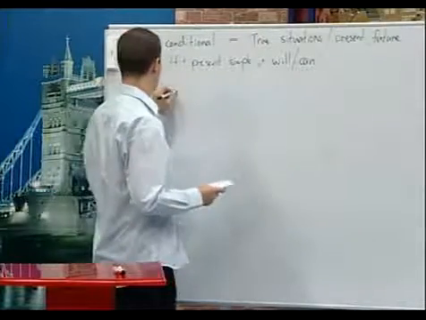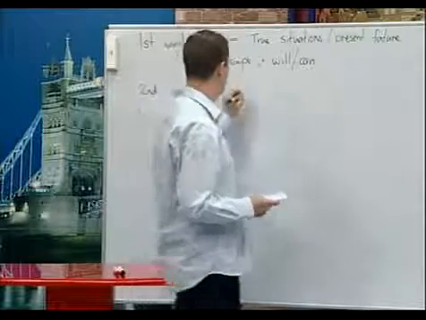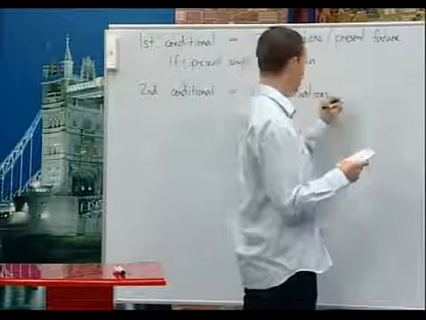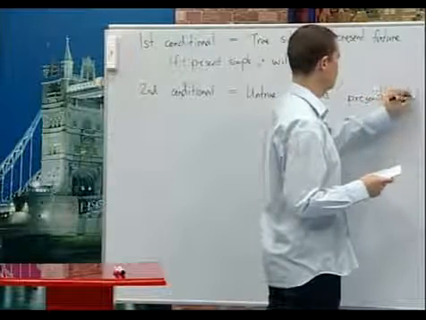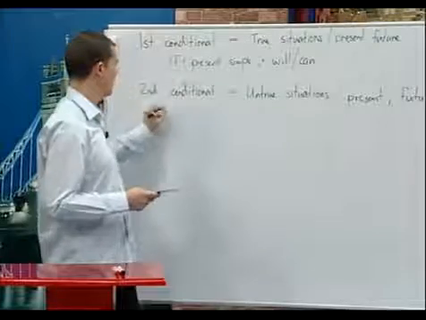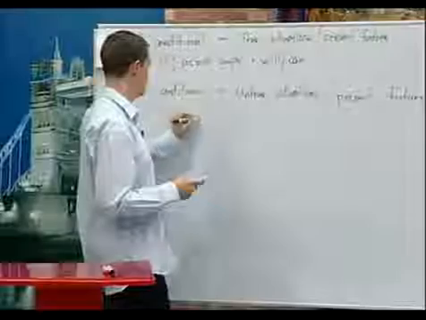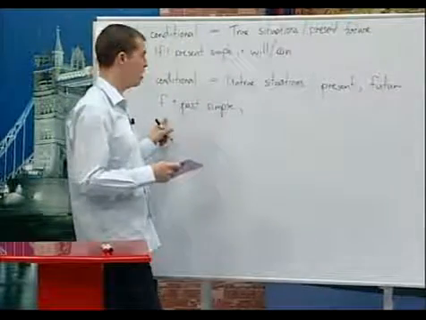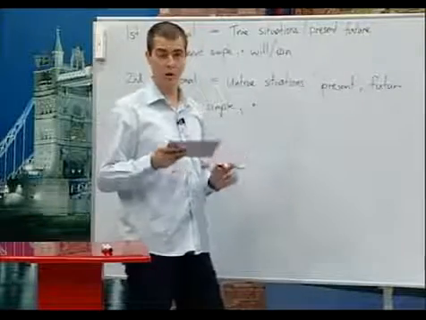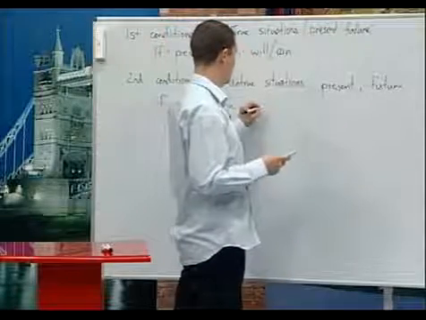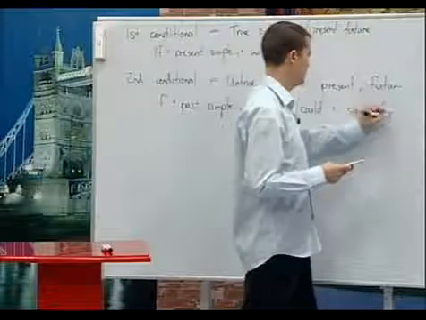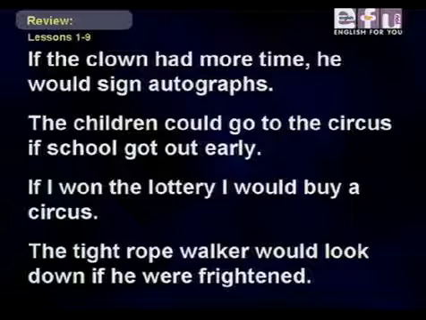So second conditional, this is used for untrue situations in the present or the future. Okay, in the if clause, we use if plus past simple, and a comma if it's the first clause. If it begins, we have a comma. And then in the second clause, we use would or could plus a simple form. Would or could plus simple form. For example, if the clown had more time, he would sign autographs.